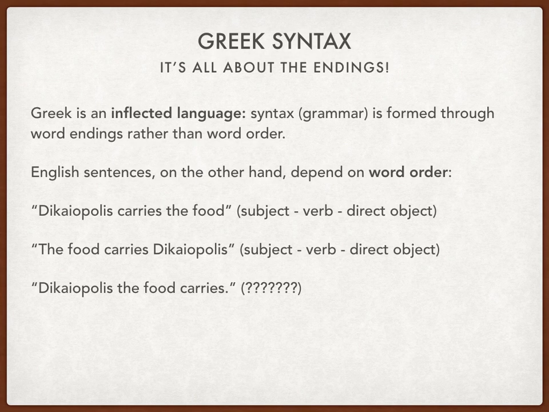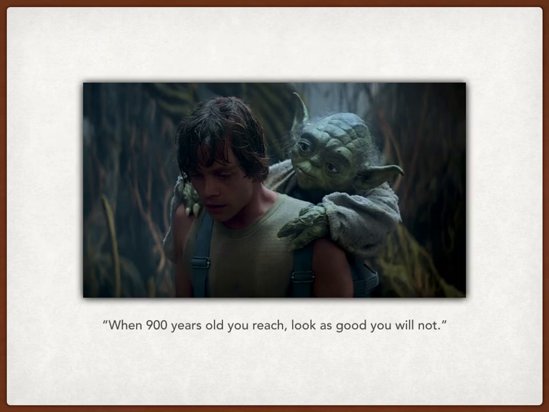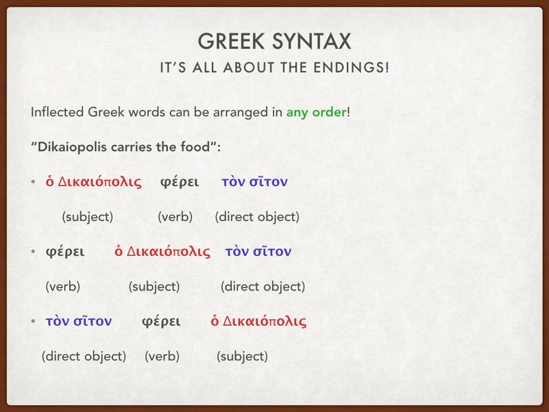If I randomly change the words around to say the food carries Dikaiopoulos, and I don't change the spelling at all, that completely changes the meaning, and perhaps a basket of bananas grew a couple legs and started carrying Dikaiopoulos, and we're completely in fantasy land. That makes no sense at all, right? Word order is very important in English. And if I really messed it up and said Dikaiopoulos the food carries, I might sound like Yoda, which is why when Yoda says something like, when 900 years old you reach, look as good you will not, what he's really doing, in fact, is using Greek syntax.